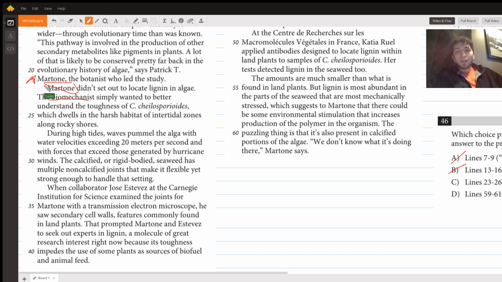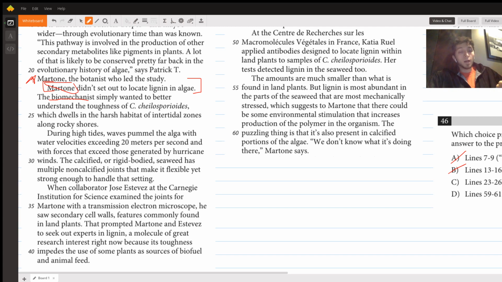So the way I think about it is, if we have to step outside of our text to find out who's being talked about, then whatever text we use to figure that out can also be incorporated. So that means that this sentence here, we can also look at: Martone didn't set out to locate lignin in algae. So basically this whole thing tells us that at first he wasn't looking for lignin in algae. He just wanted to understand the toughness of it, and then he made his finding. So this tells us very clear information about Martone and his research interests.